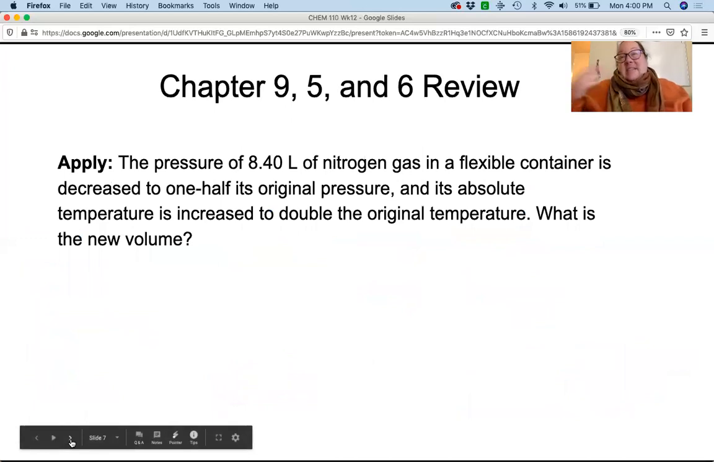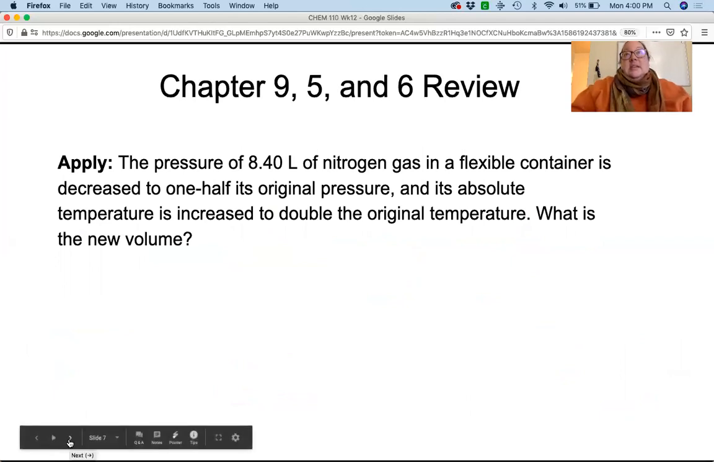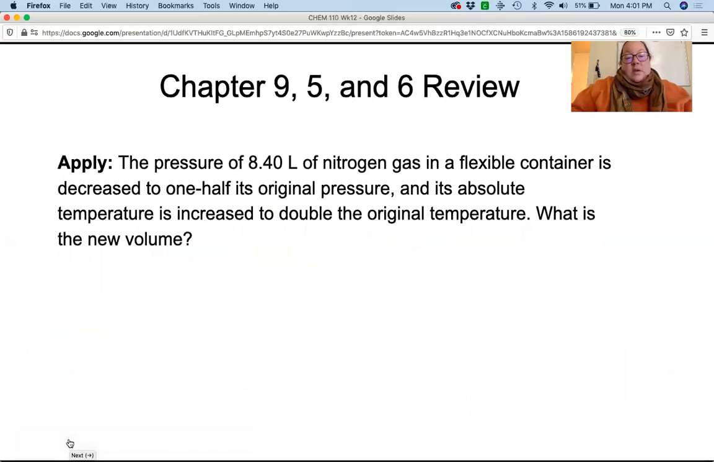Okay, now let's take that understanding of the ideal gas laws and apply it to a different context or situation. So the pressure of an 8.4 liter nitrogen gas in a flexible container is decreased to 1/2 its original pressure, and its absolute temperature is increased to double the original temperature. What is the new volume? So this is an example where we have to really think about how to write out what we know. So take a moment, list the givens that are provided in the problem, and the equation that you would use to solve this type of problem.